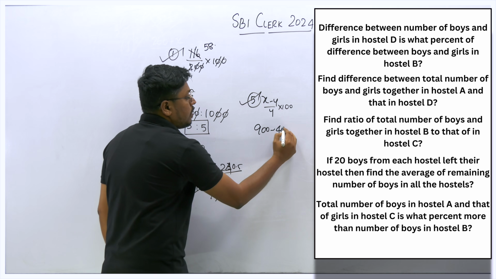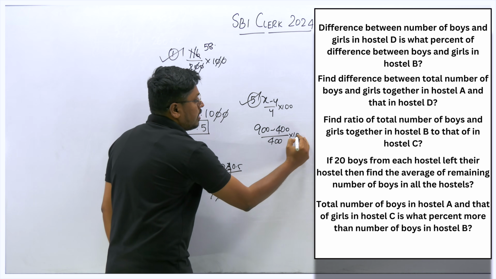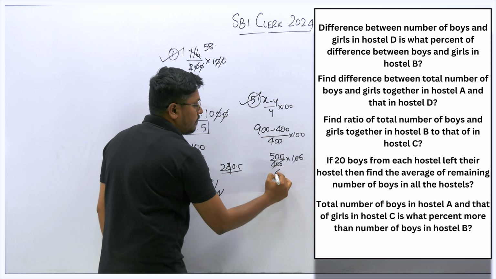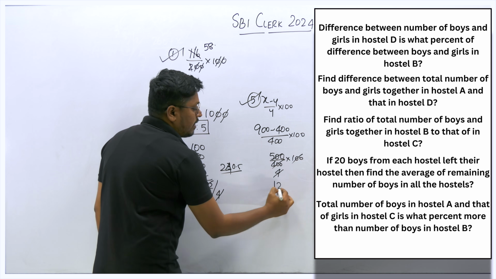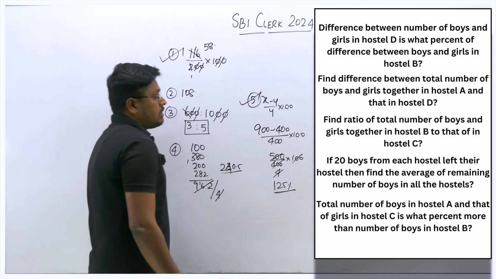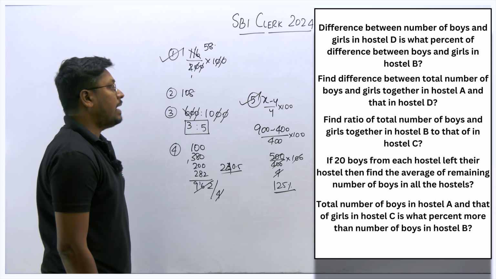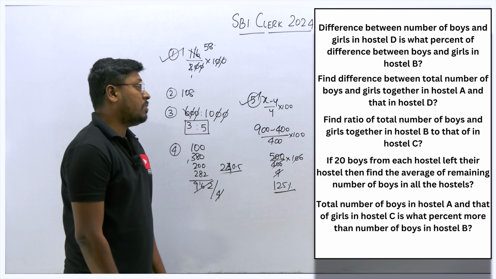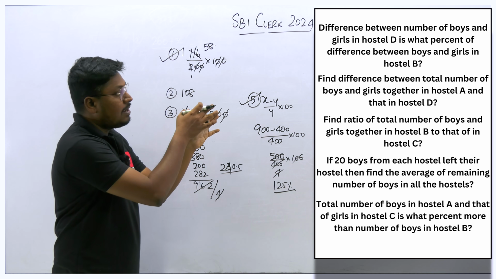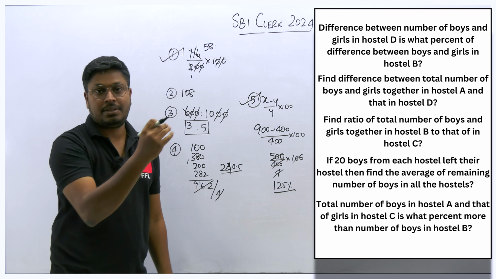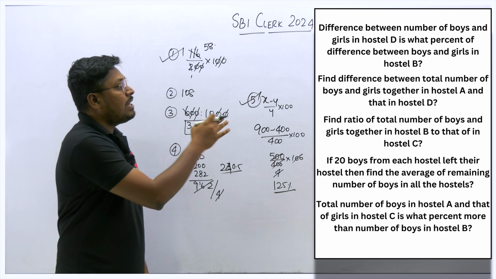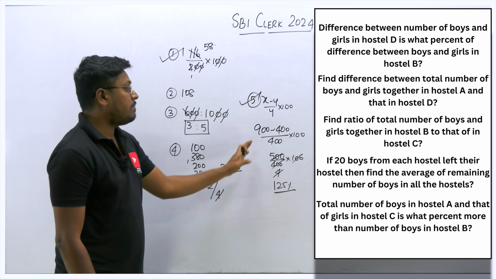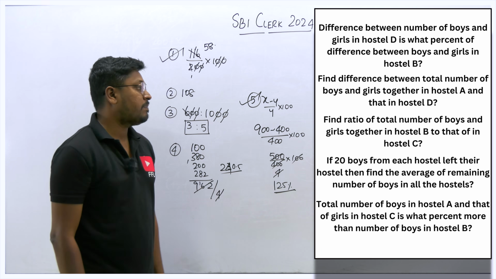So 900 minus 400 divided by 400 into 100, right? So 900 minus 400 will be 500 divided by 400 into 100. When you cancel it, it will be 125 percent. So the answer for question number 5 is 125 percent. Initially I had a little confusion about what total we need to find. The total of boys in hostel A and the total number of girls in hostel C, we need to add both. That value will be x. The y value will be the denominator, the number of boys in hostel B, which is 400. So 900 minus 400 divided by 400 into 100.